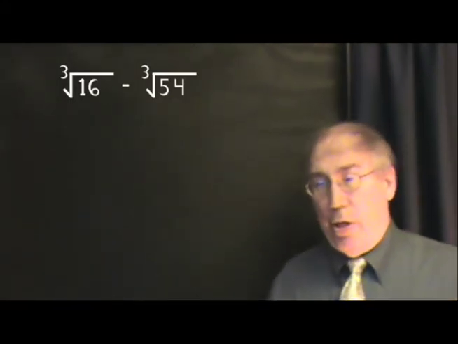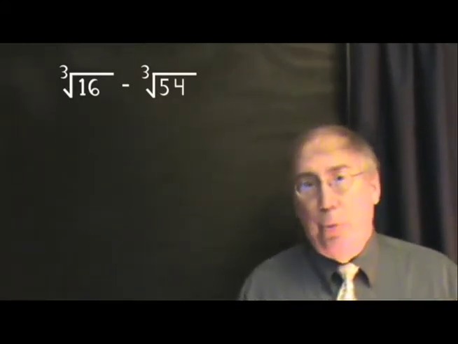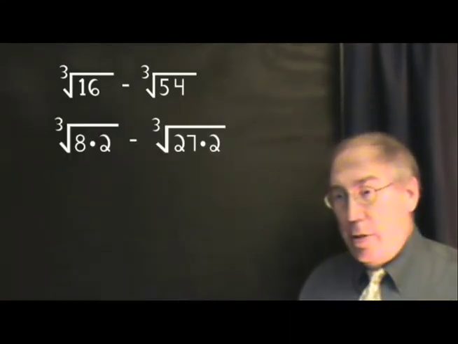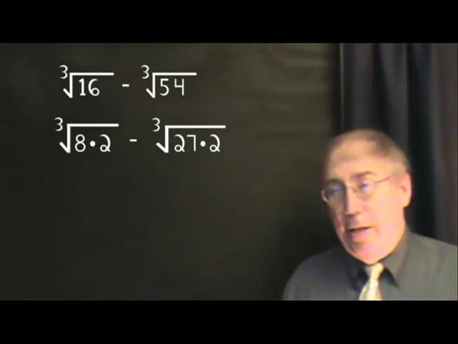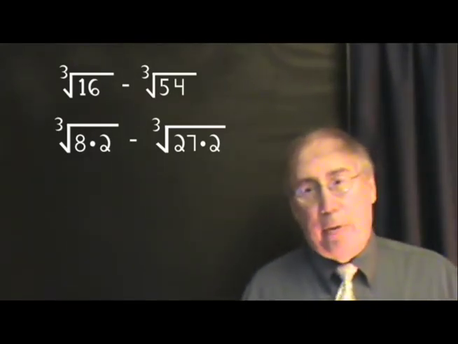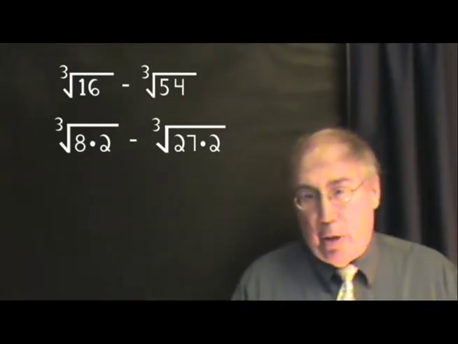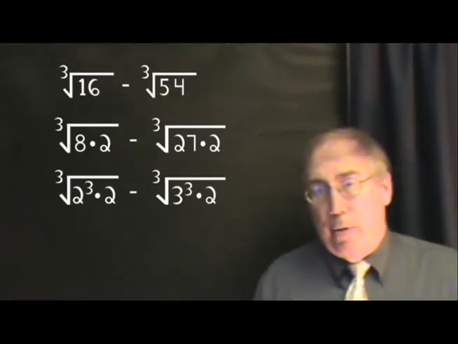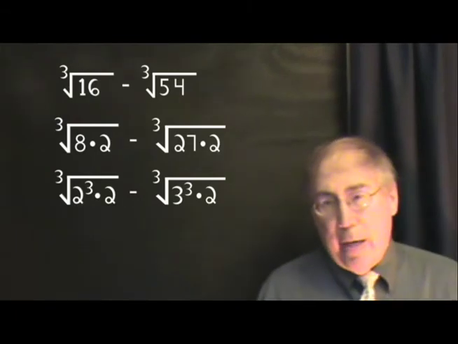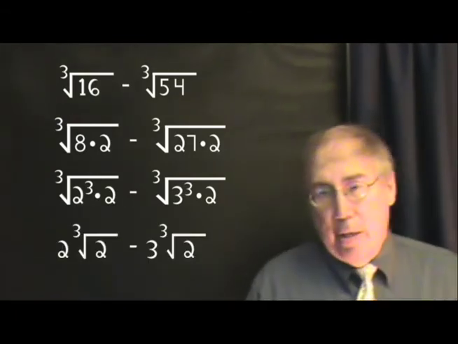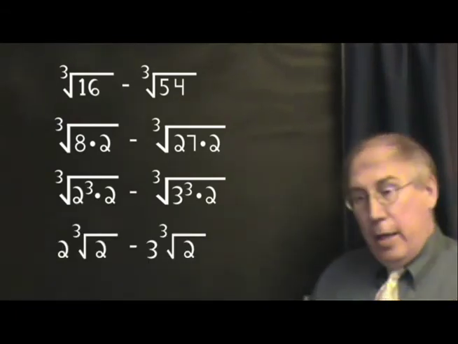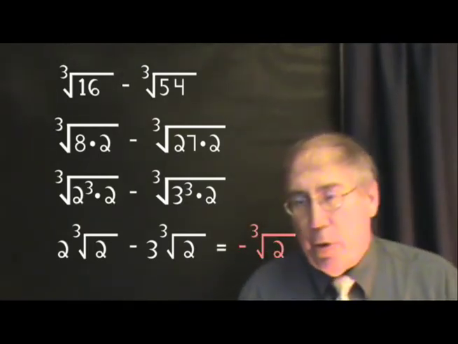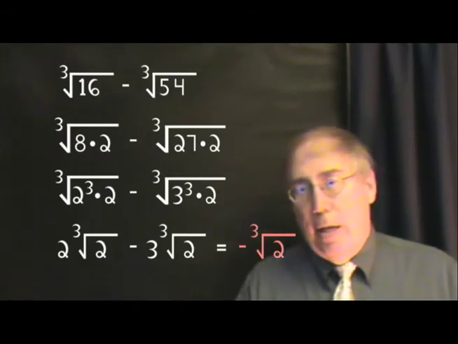This one, watch out, we've got a cube root, so we got to go looking for cubes. So under the first radical we've got an 8 times a 2, and in the second one we've got 27 times 2, so our cubes are 8 and 27, so we can pull out a 2 from the first radical and a 3 from the second radical. The radicals are alike, so we can go ahead and subtract and get a negative cube root of 2.